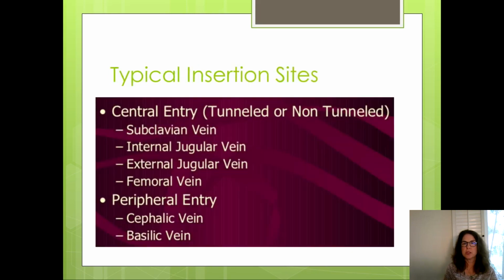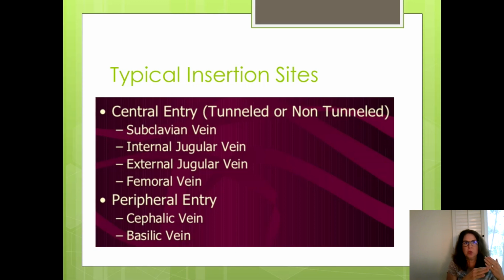Now, there are typical insertion sites you'll see on patients for central lines. Central entry could be tunneled or non-tunneled. Non-tunneled is like the groin, the side of the neck, the subclavian. They know the vessel's right there, and we're injecting the needle right over the vessel, through the skin and the subcutaneous tissue into the vessel.